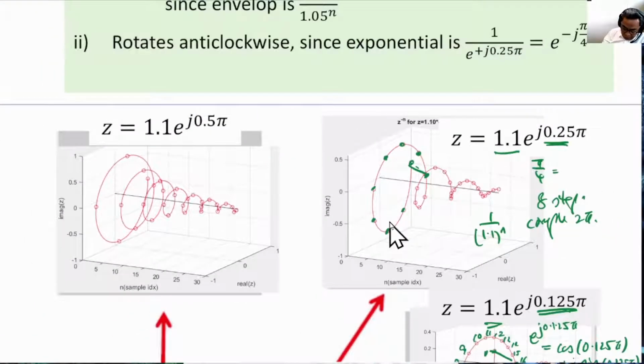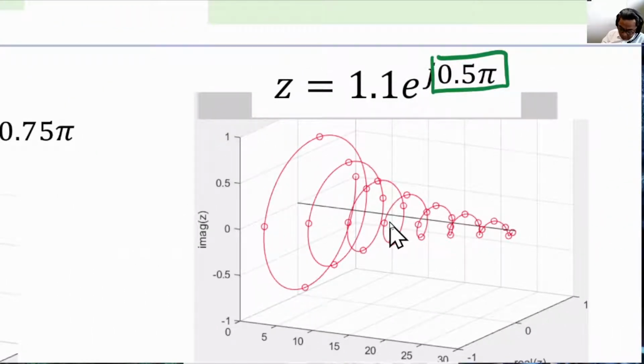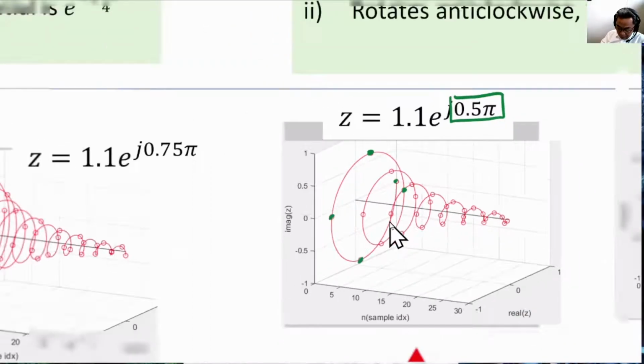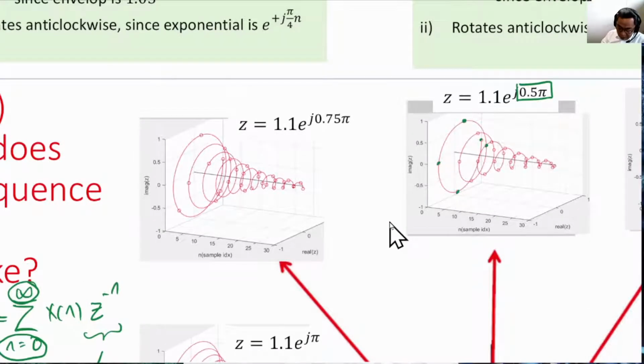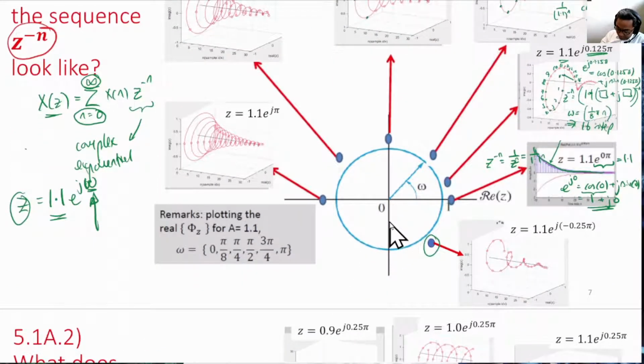And if you continue with this idea, then 1.1 e^(jπ/2) is even faster. At every step, it is rotating by π over 2. So here, here, here, here, and so on and so forth. So the idea is that as you are using larger and larger omega, the complex exponential is rotating faster and faster. Okay? The interesting thing comes here when we are using omega equals 1.75π or minus 0.25π.